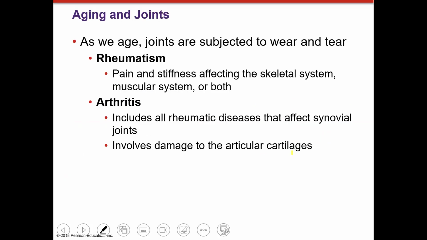And rheumatism is something that they kind of lump into this term, rheumatism, this pain and stiffness affecting the skeletal system, muscular system, or both. And then arthritis is just inflammation of a joint.